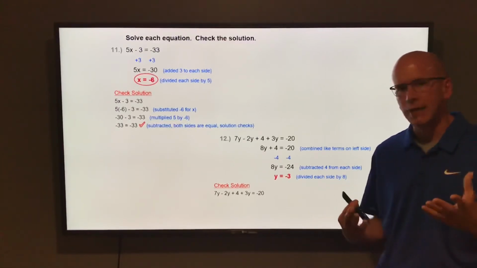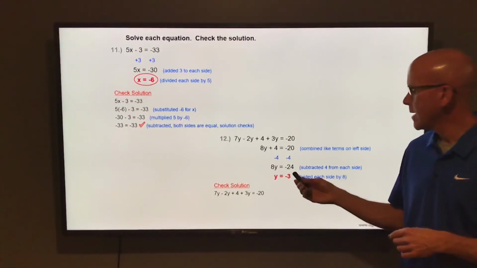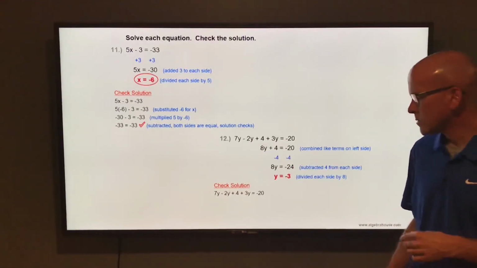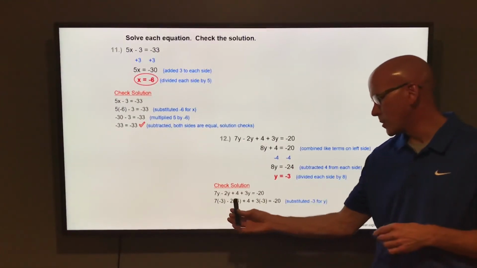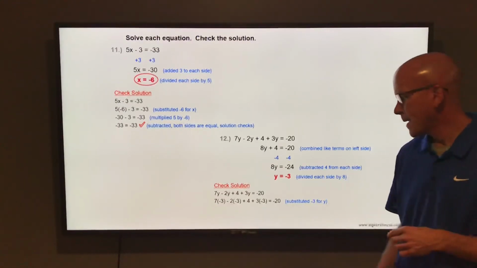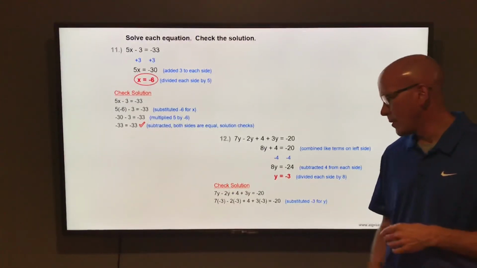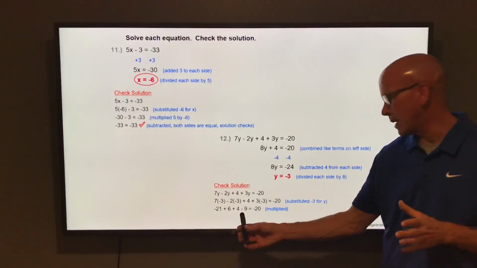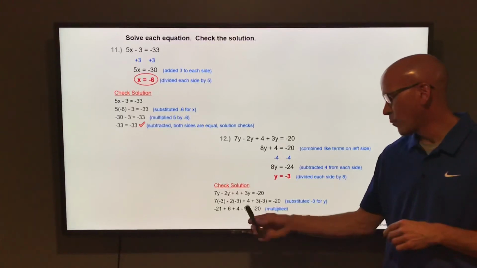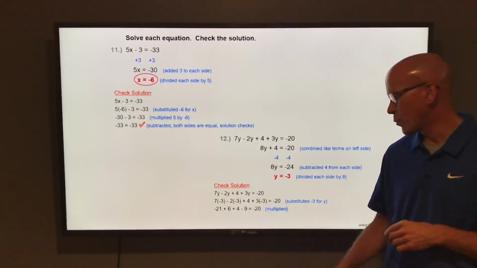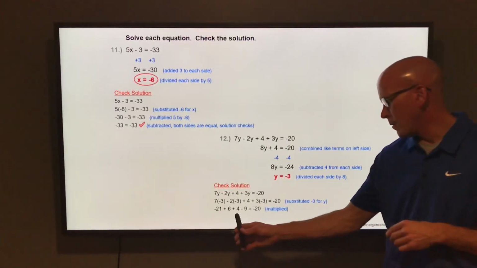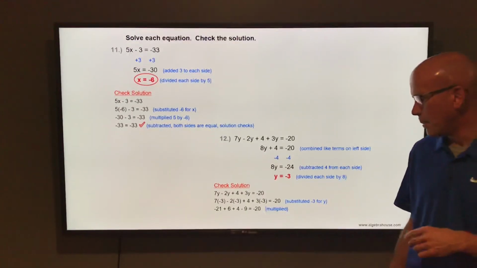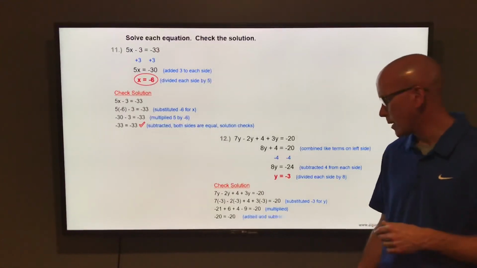But still, you want to check that, make sure you do have the correct solution. Substitute negative 3 back into the original equation for y. So we're replacing all of the y's in that original equation with negative 3. So we have 7 times negative 3, that'll be negative 21. Negative 2 times negative 3, watch your signs, that's a positive 6. Still have that 4. And then 3 times negative 3, that will be negative 9. On the left side, combine those, negative 21 plus 6 plus 4 minus 9. I'm guessing that's going to be negative 20, and it is.